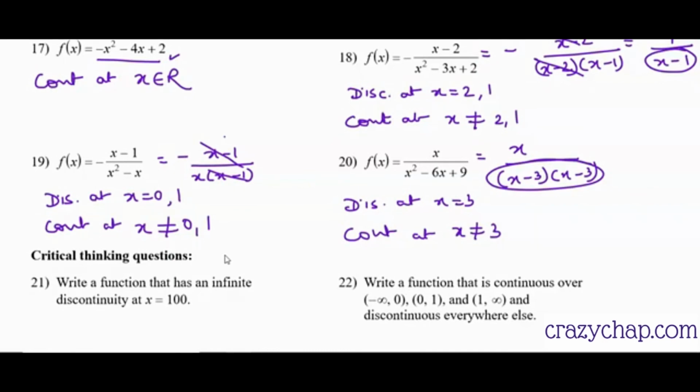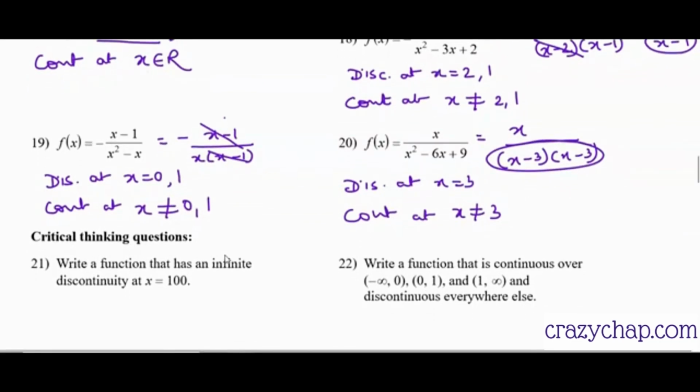Okay, let's come to number 21. They have asked us to write a function that has an infinite discontinuity at x equal to 100. So guys, please understand, when do we get an infinite discontinuity? When the denominator is 0, right? So you just need to write a function where your factor would be x minus 100 in the denominator. Whatever you write up or down doesn't matter.